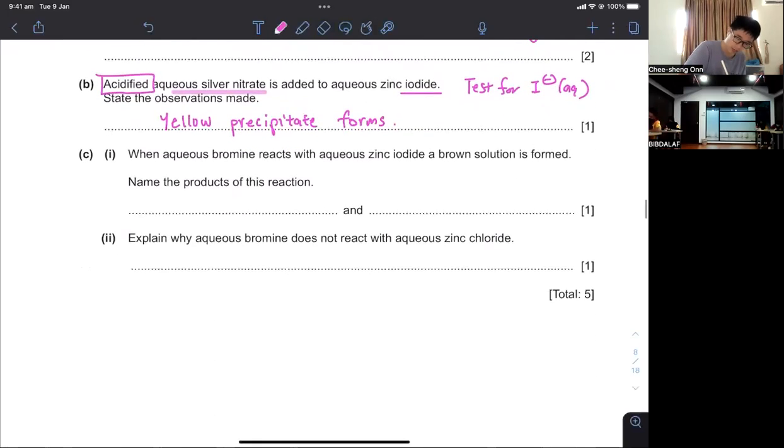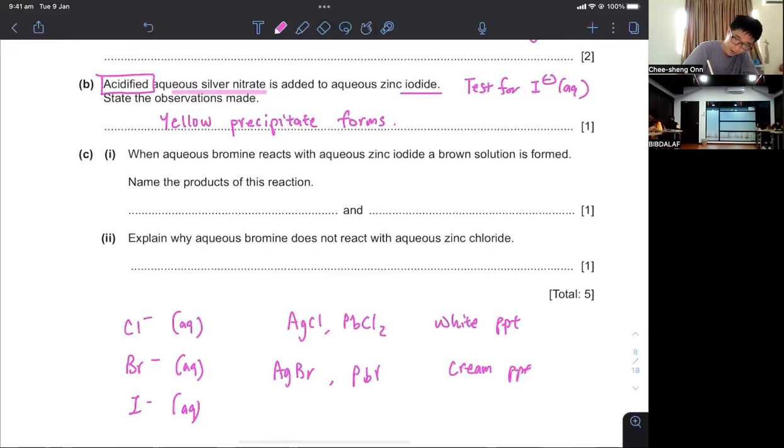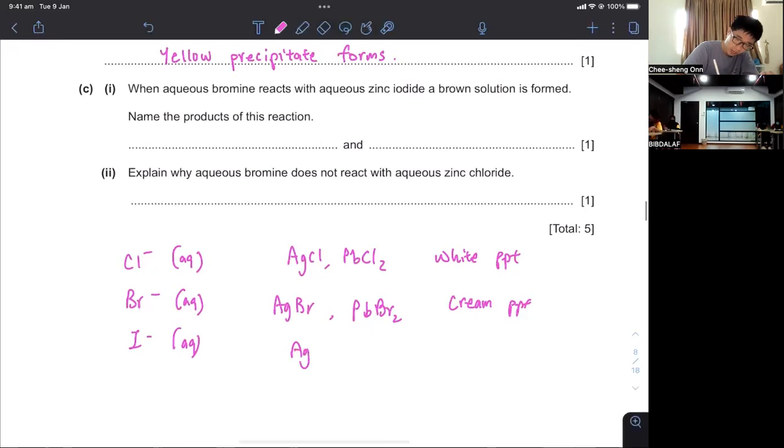If you think about your test for chloride, bromide, iodide, so you know that all chlorides are soluble except for silver chloride and also lead 2 chloride. Silver chloride, AgCl, PbCl2, they are both white PPT. AgBr, that is your cream PPT, and actually that is the same color of PbBr2, lead 2 bromide. AgI is yellow PPT, that is also the same color of PbI2.